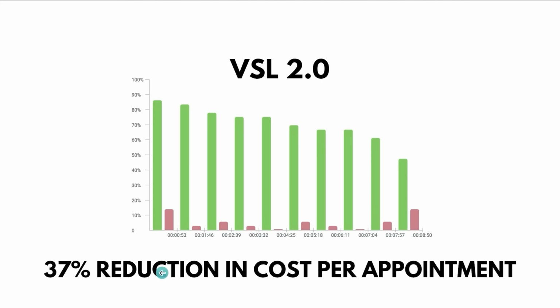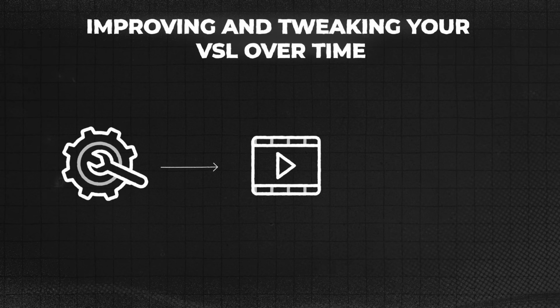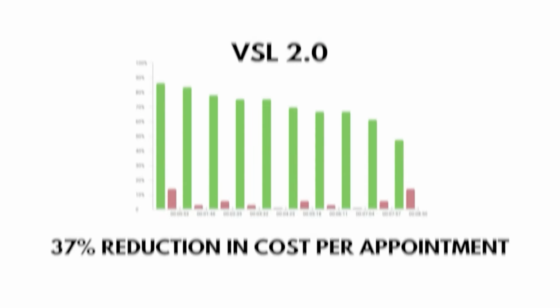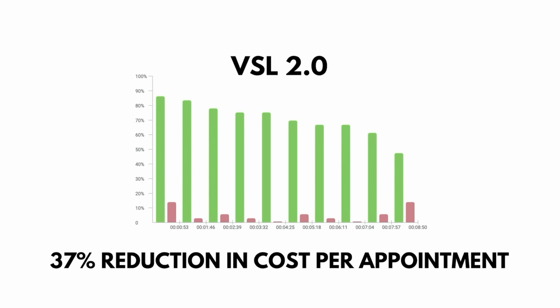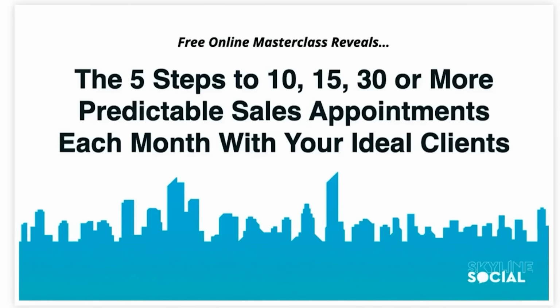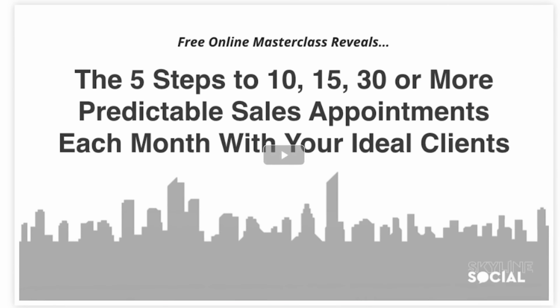Just by making some little tweaks in the VSL, we didn't completely redo the whole thing, we just made some tweaks to improve it. They were able to get a reduction in their cost per appointment with this one little change. So this just shows the importance of improving and tweaking your VSL over time if you want to maximize your results. And to be completely transparent with you, with my own business, I've probably done maybe 6, 7, 8 versions of my VSL before I got one that really converted well.